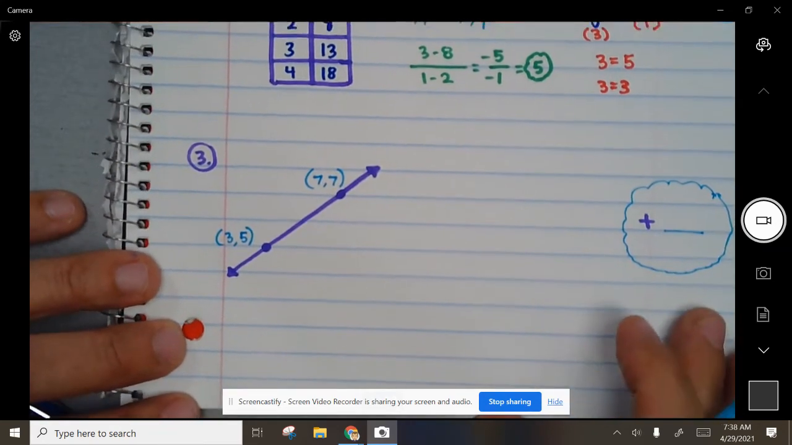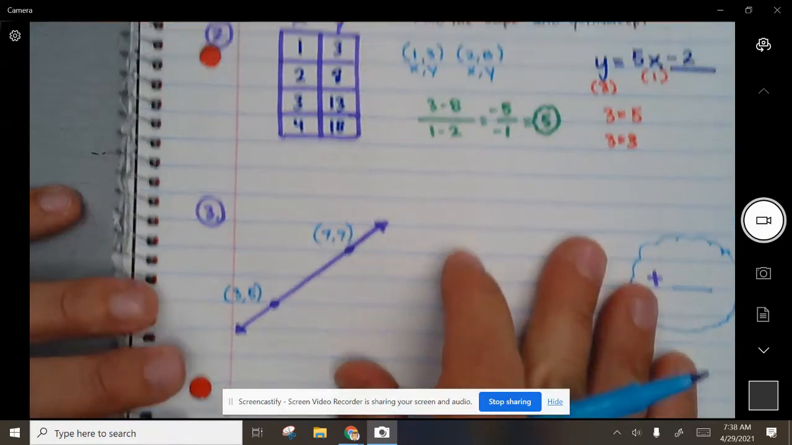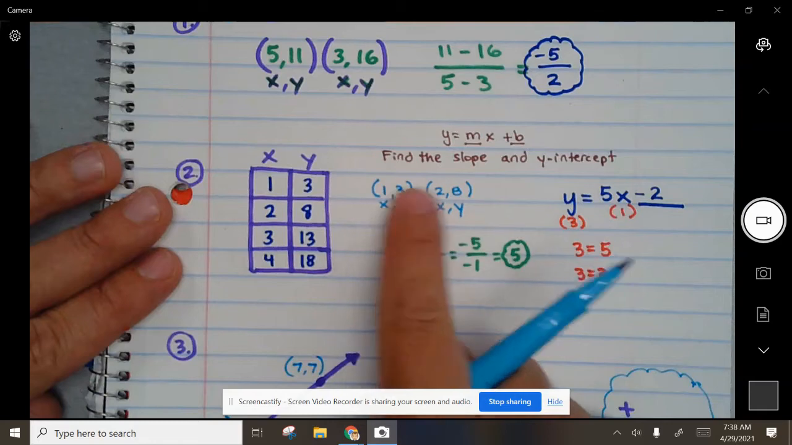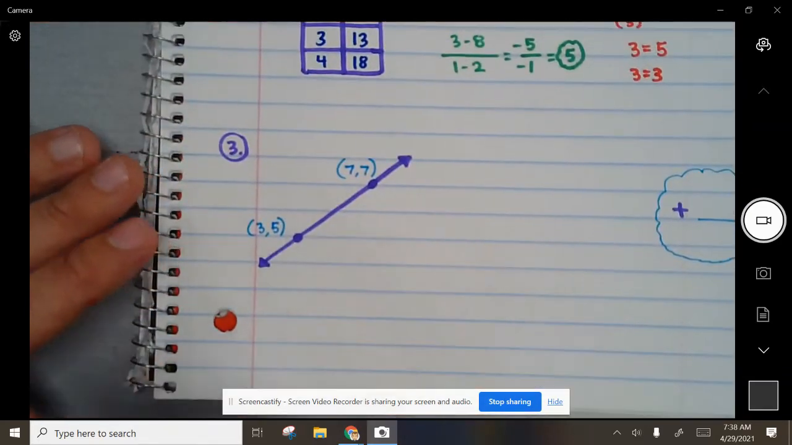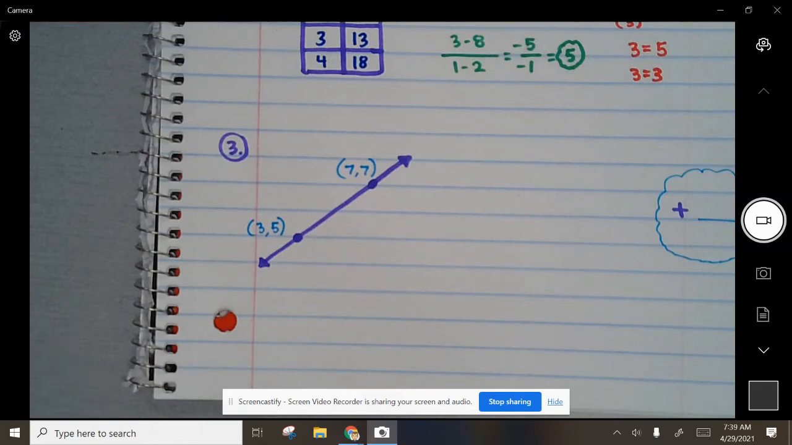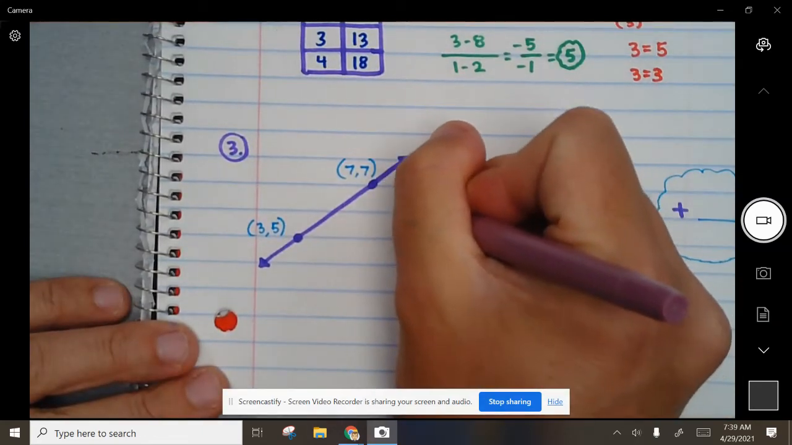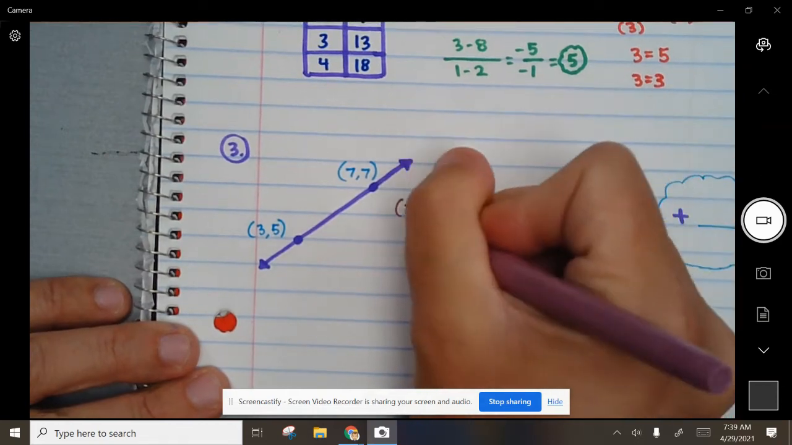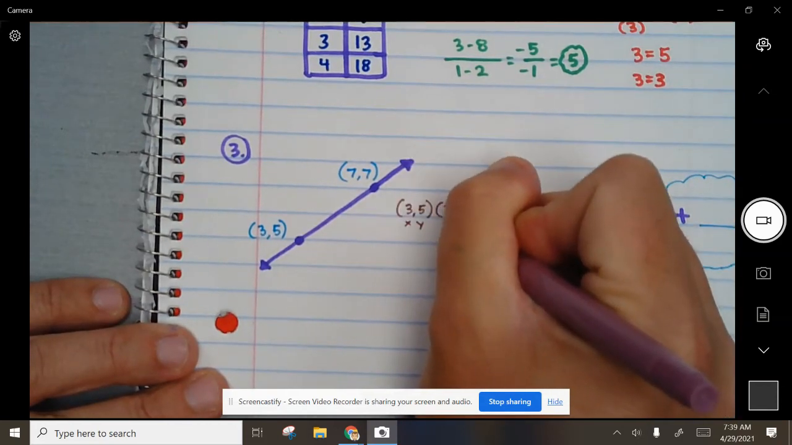How do you find the slope? You have 2 coordinates. How do you find the slope? Could you go back to the first one we did? All right. Or even the second one. Why don't you go ahead and find the slope for me? We should be pros at this by now.